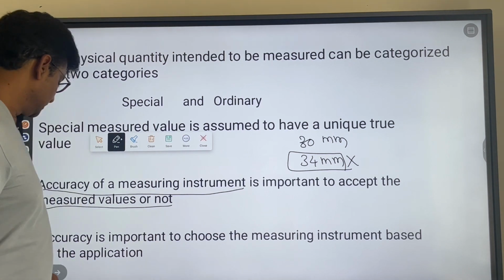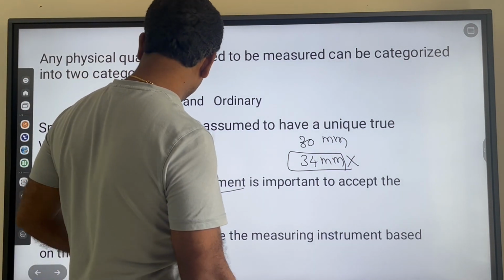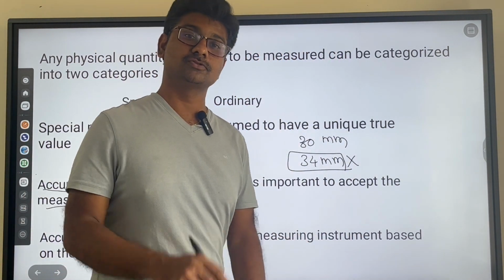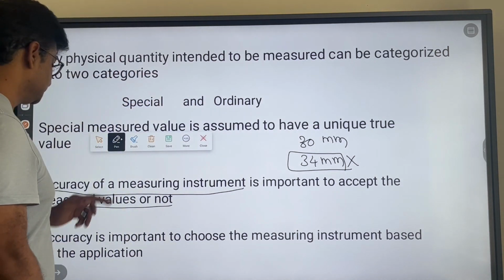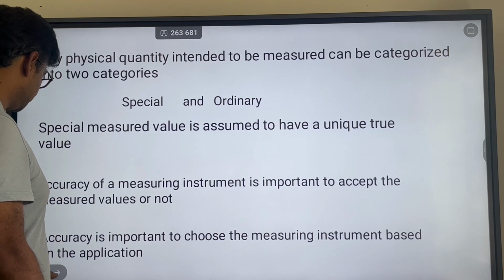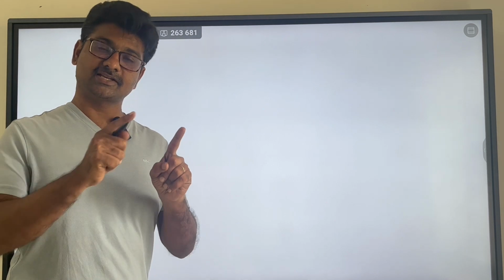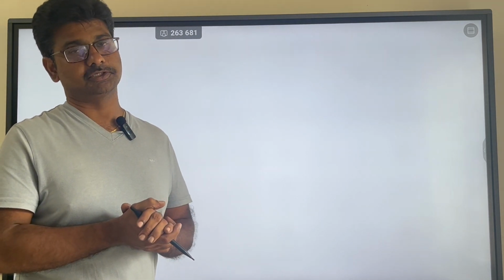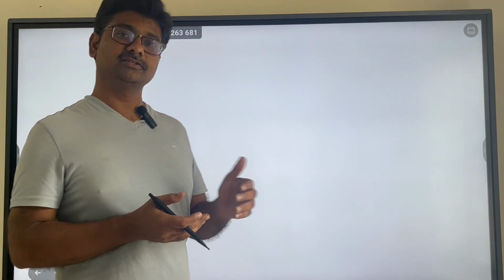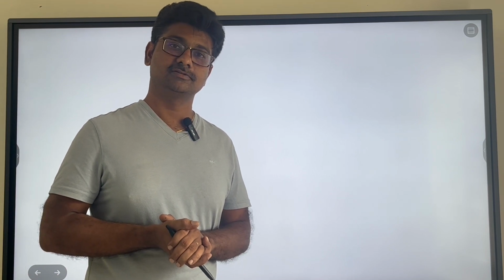So this measuring instrument cannot be used. And what is the other one? Accuracy is important to choose the measuring instrument based on the application. How much accuracy is intended is also important. One thing you have seen is whether we can accept the readings of a particular measuring device or not based on the accuracy.